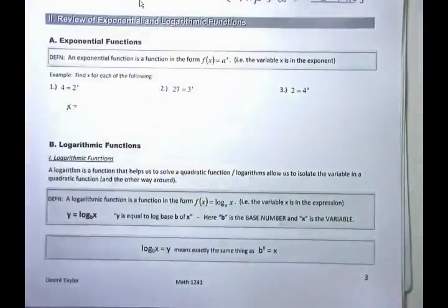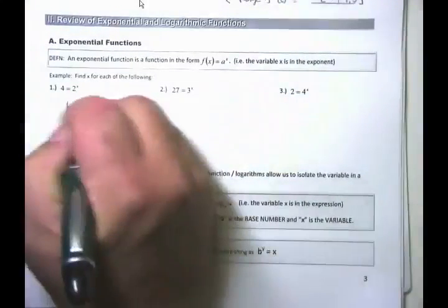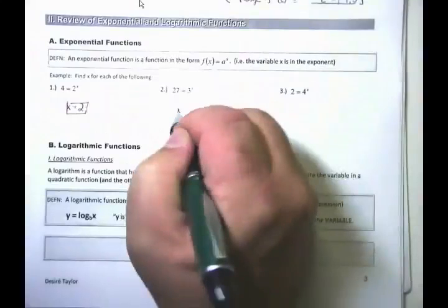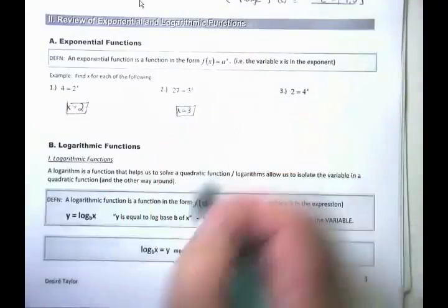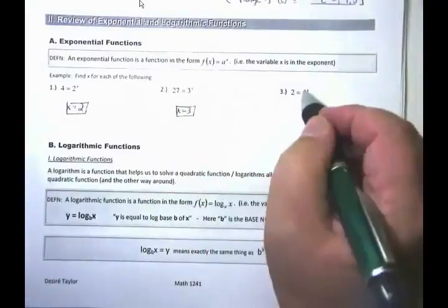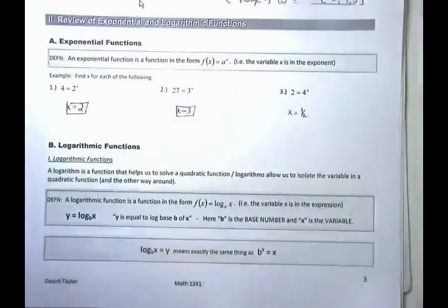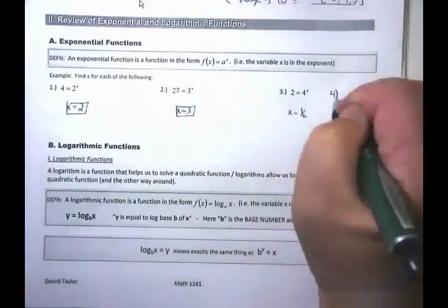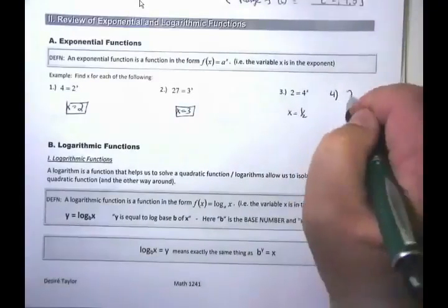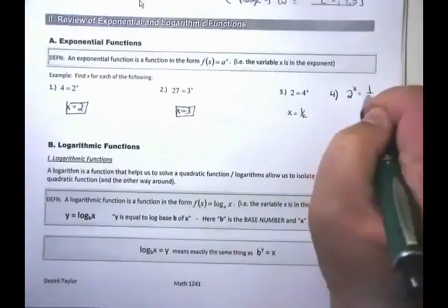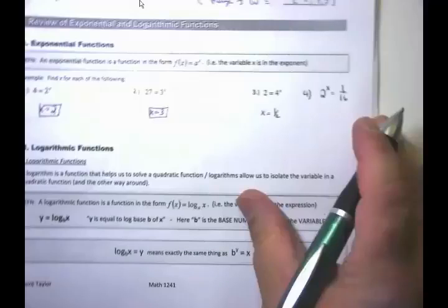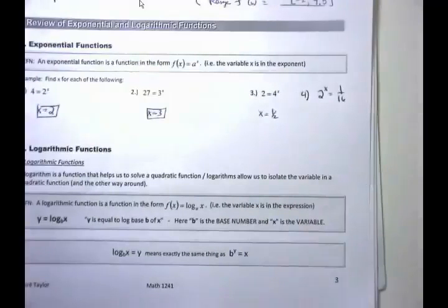So if I'm going to solve this thing, 2 raised to what equals 4? 2. Well, it wasn't too hard. 3 raised to what is 27? 3 cubed is 27. 4 raised to what is equal to 2? Very good, because 1/2 is also known as a square root. Let me do one more for you that's not on here. How about this one? 2 raised to what is equal to 1/16?